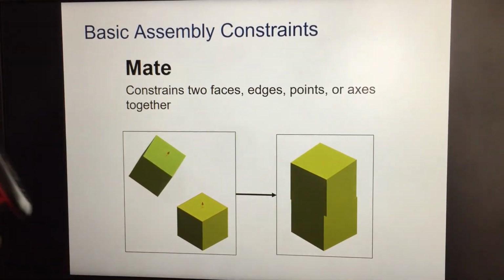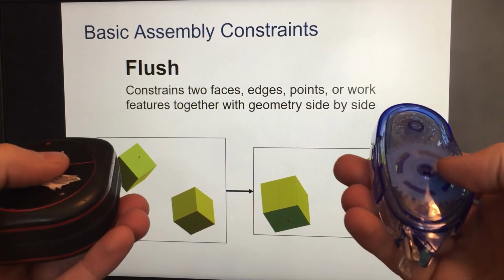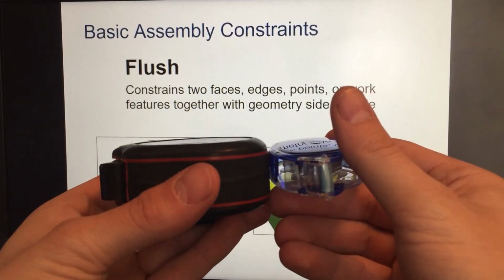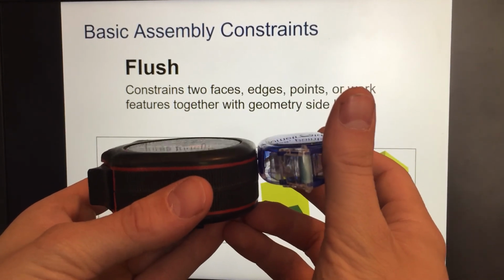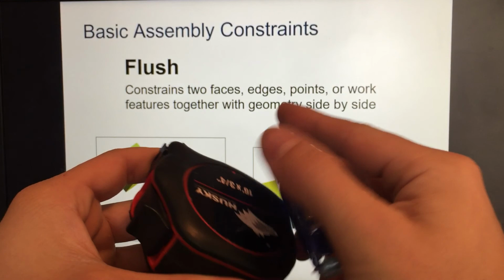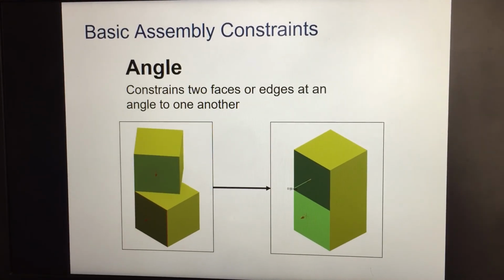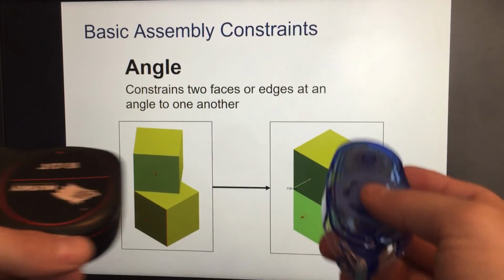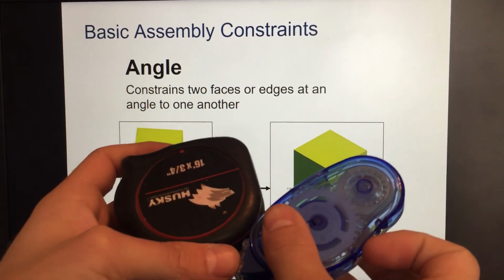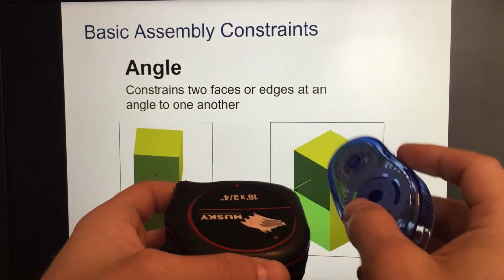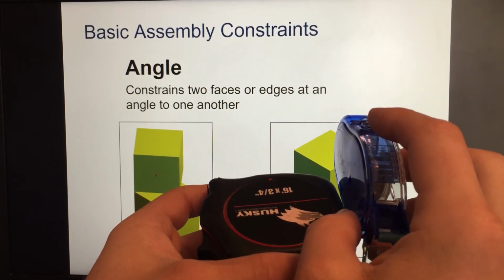Now you also have flush constraints. A flush constraint is if we have this surface and this surface, and we want them to be flush to each other. So then it would constrain so those are flush to each other. Instead of like this, they're flush with each other. Angle constraints. So you can constrain it so that they're 0 degrees, like so, or constrain them differently so there are different angles. If you want these 2 surfaces to have 90 degrees between each other, you could constrain them so that they're 90 degrees to each other.